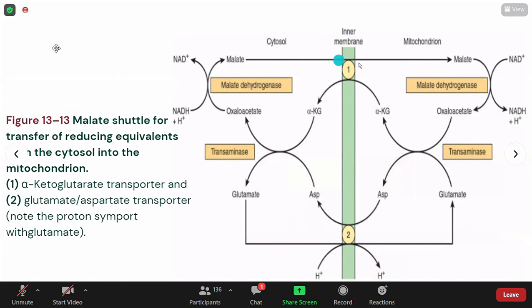Malate comes in. Malate is again dehydrogenated, but the acceptor is NAD instead of FAD. So you have NADH. So you start from complex 1. So you'll have more ATP that will be formed. Did you get it?